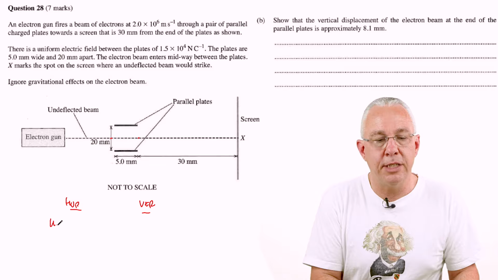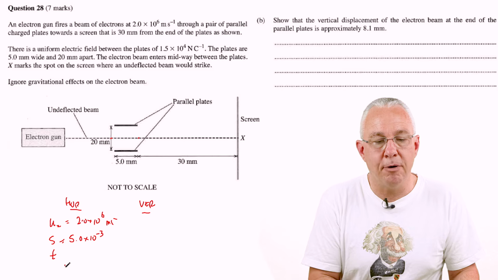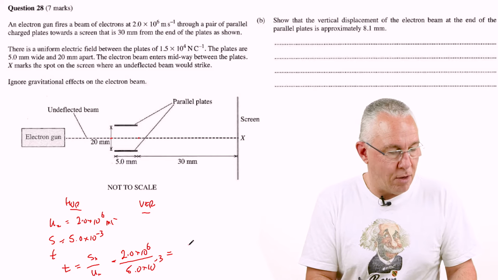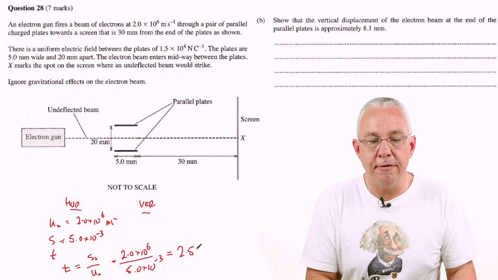Now we know that the velocity going into the field is 2.0 by 10 to the power of 6 meters per second. We know the displacement here, and that's equal to 5 millimeters, so it's 5.0 by 10 to the power of negative 3. And of course, we want time. Now, time is equal to displacement divided by velocity. So we're going to get 5.0 by 10 to the power of negative 3 divided by 2.0 by 10 to the power of 6. I'm going to get a value of 2.5 by 10 to the power of negative 9 seconds.